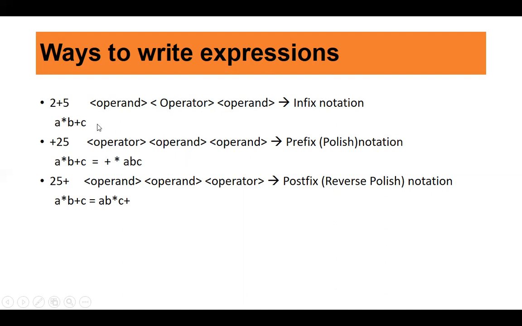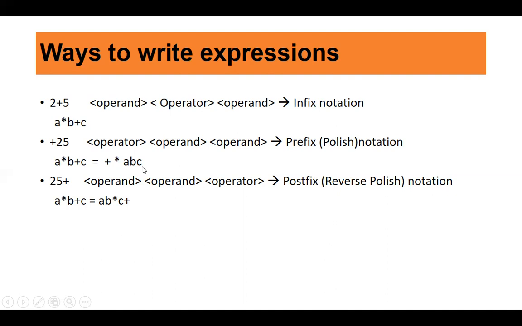Now we can write this infix notation in prefix form, which is also called Polish notation. In prefix form, you have the operator followed by operands. So your operator is plus, and the operands are 2 and 5. The operator is followed by the operands. In the same example here, which is in infix form, when you write it in prefix form, you will have operators followed by operands: the addition, the multiplication, and then the operands.